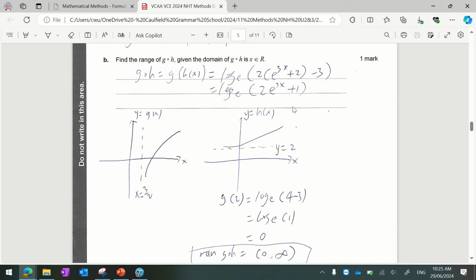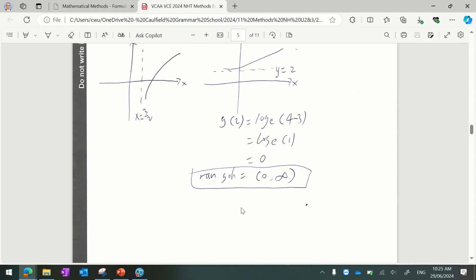And then I look at the biggest Y value of H, which is infinite. So it means I can sub infinitely big numbers into G, which means the Y value is going to get infinitely big also. So the Y value is infinitely big on GOH. And that's my answer. The range is 0 to infinity.